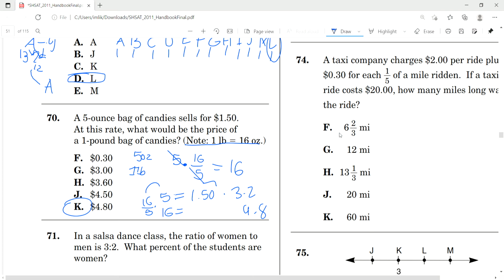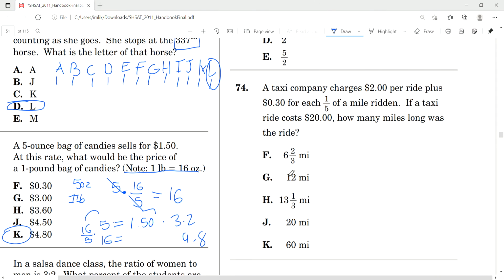or $4.80. So yeah, this is kind of similar to a similar triangle problem or a similar rectangle problem. Just remember scale factors and conversions and all that.